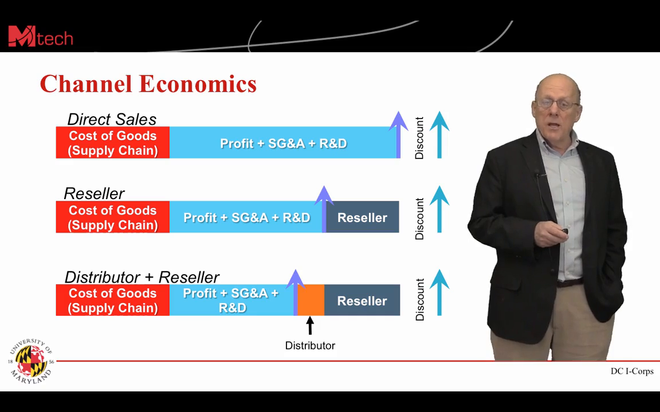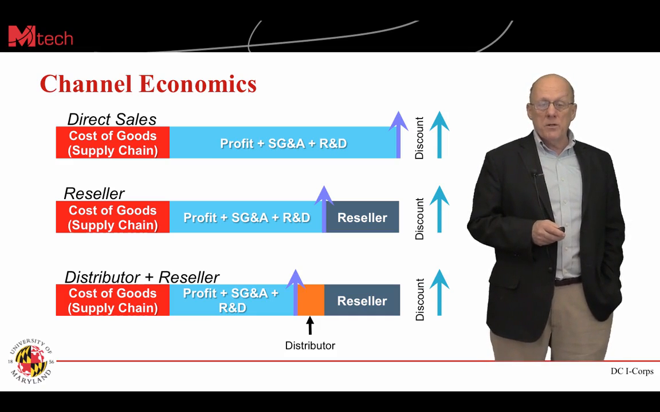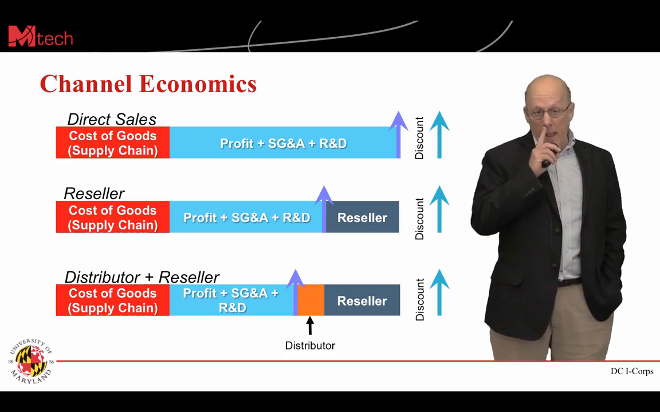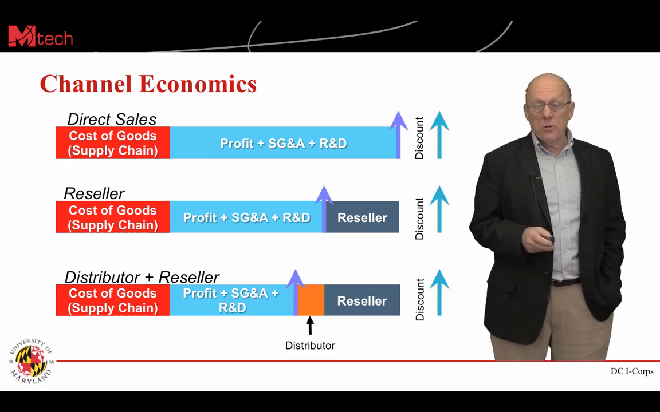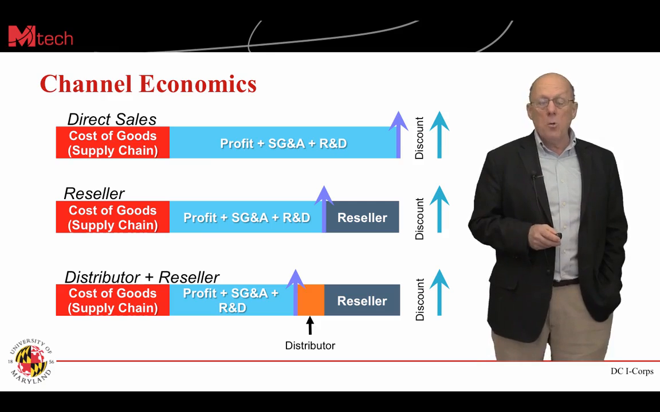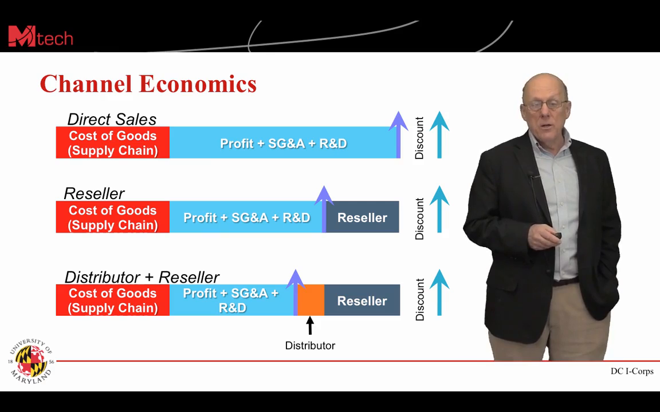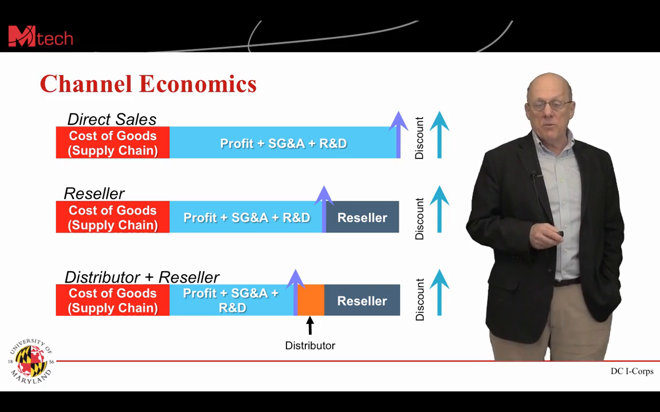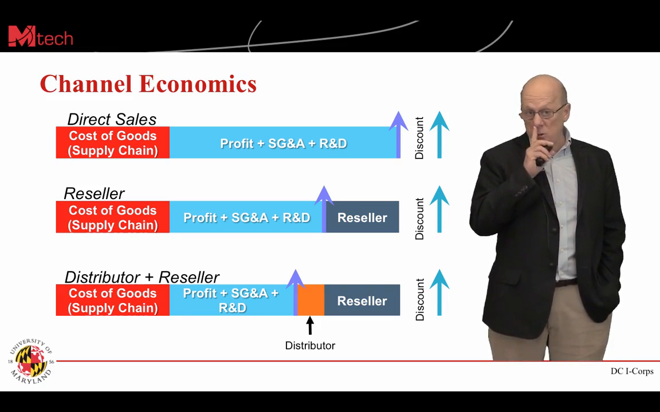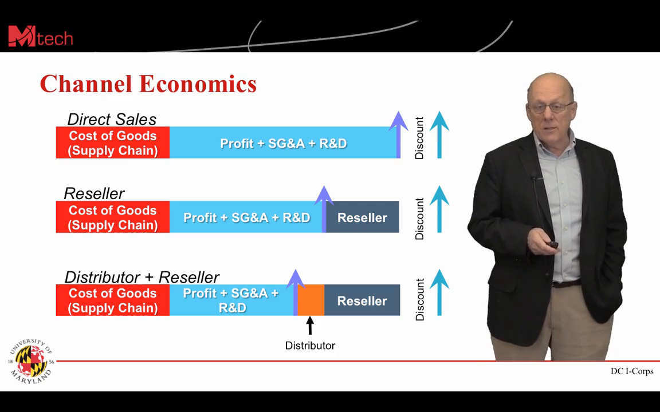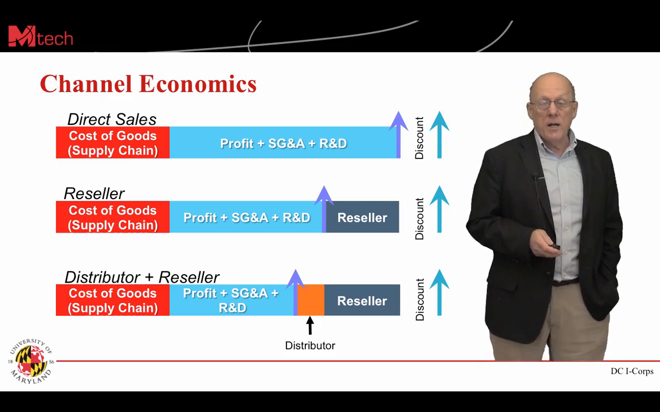In a reseller relationship, you are giving something to the reseller, and the reseller takes a cut of your margin, so you get a smaller blue section, less profit, SG&A, and R&D for you. Your cost may be the same, your discount may be the same, but you're giving up something. And then if you have a distributor, you're giving up even more. You've got to give up a little something to the distributor as well. The distributor gets it to the reseller, the reseller takes their cut, and then there's a discount.